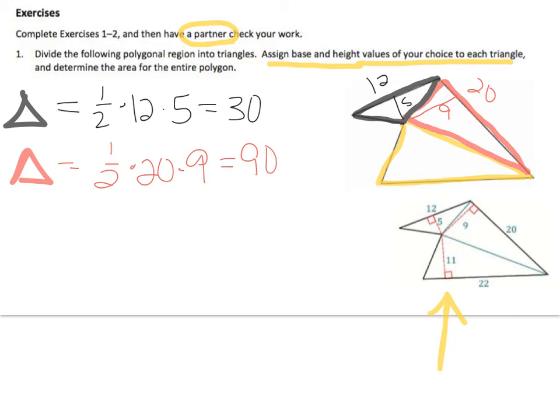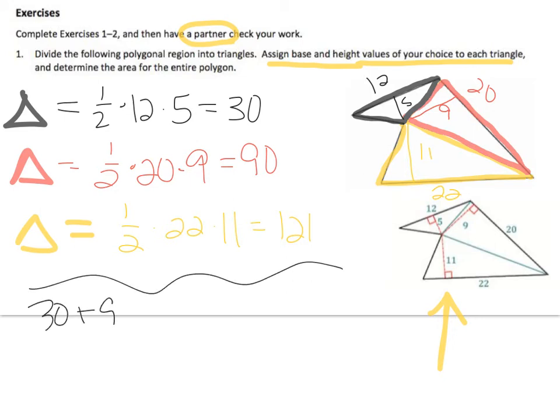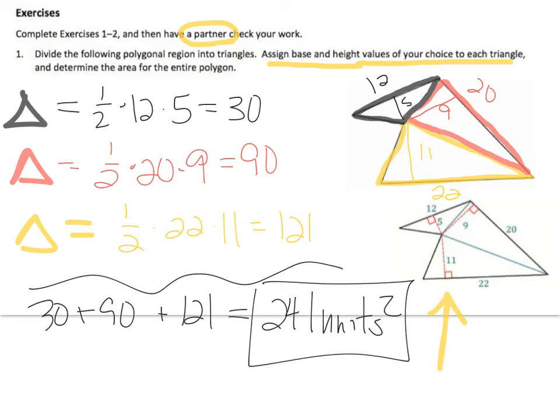And then this last triangle, I need a height, 11 and 22. So the area of this one is going to be 1/2 base times height. 11 times 11 is 121. Cool. So the area for the entire region would be 30 plus 90 is 120 plus 121 is 241 units squared. Awesome.